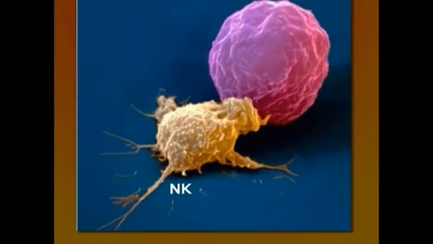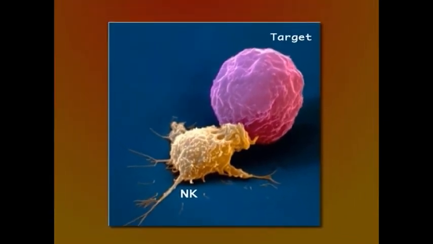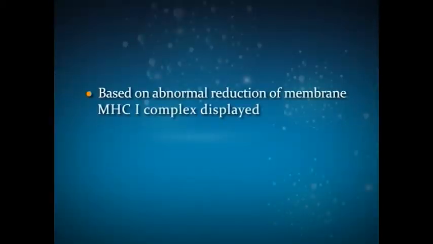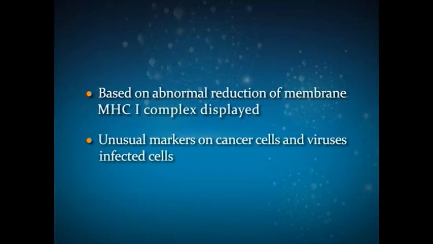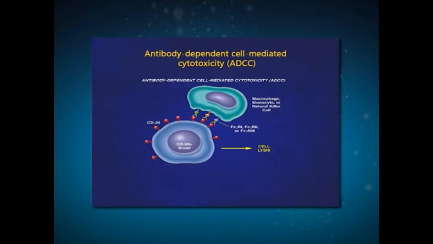NK cells destroy the target cells by releasing cytotoxic granules through ligand-receptor interactions. Unlike TC cells, NK cells kill the target cells in absence of specific antigen and destroy the malignant and virus-infected cells without prior exposure to the antigen. NK cells recognize the target cells in two ways: based on abnormal reduction of membrane MHC class I complex displayed and unusual markers on the cancer cells and virus-infected cells, and by a process called antibody-dependent cell-mediated cytotoxicity or ADCC.